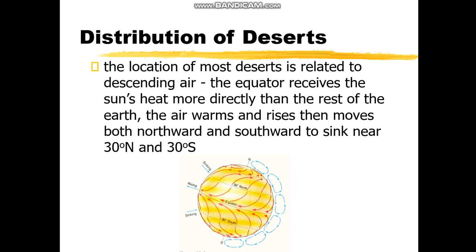The equator receives the sun's heat more directly than the rest of the earth. The air warms and rises, then moves both northward and southward to sink near 30 degrees north and 30 degrees south.